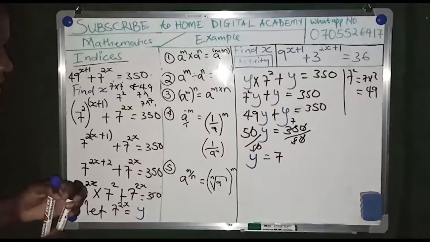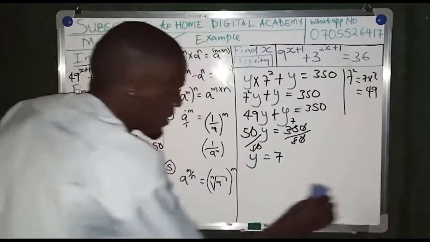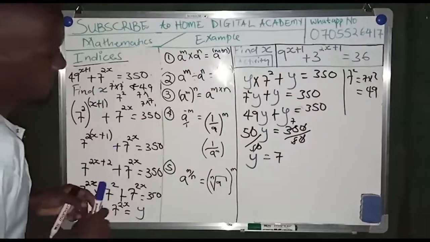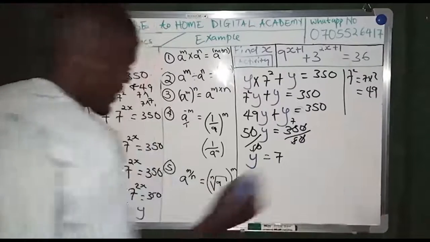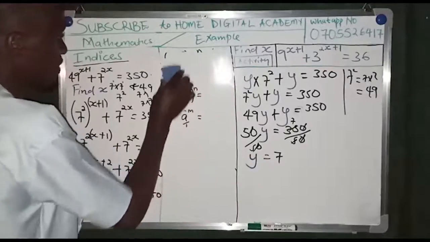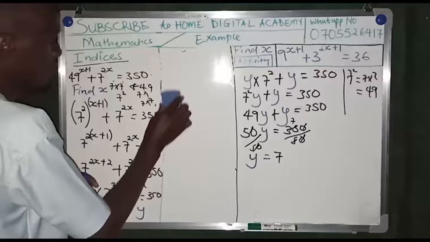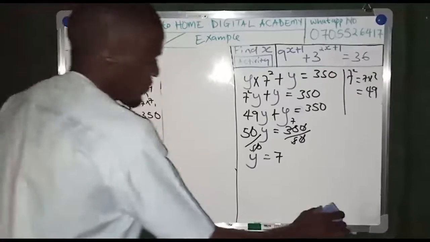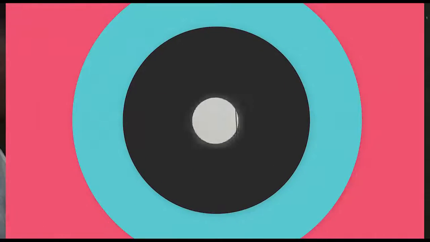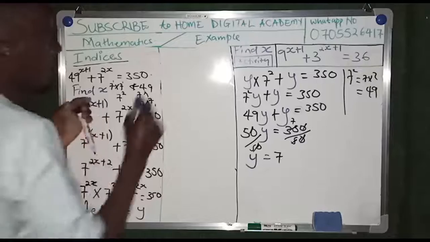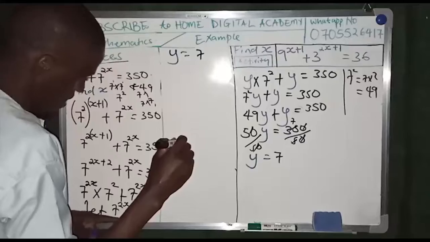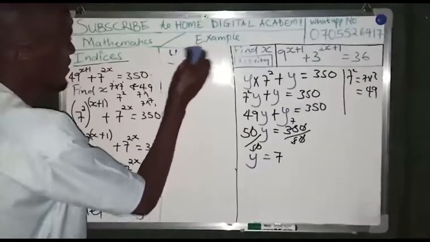I want you to be observant. I'm going to put my y back. Let us rub off this so I don't get congested on my whiteboard. Now, what I do here is put my y back. Remember that my y was equal to 7.